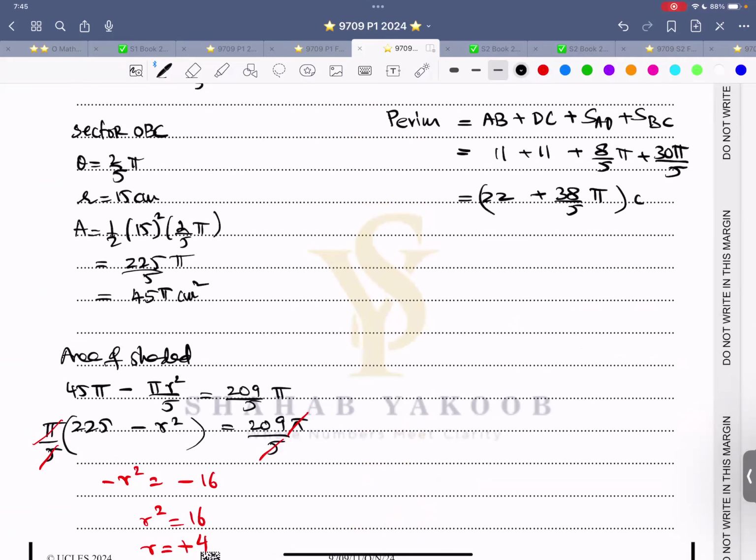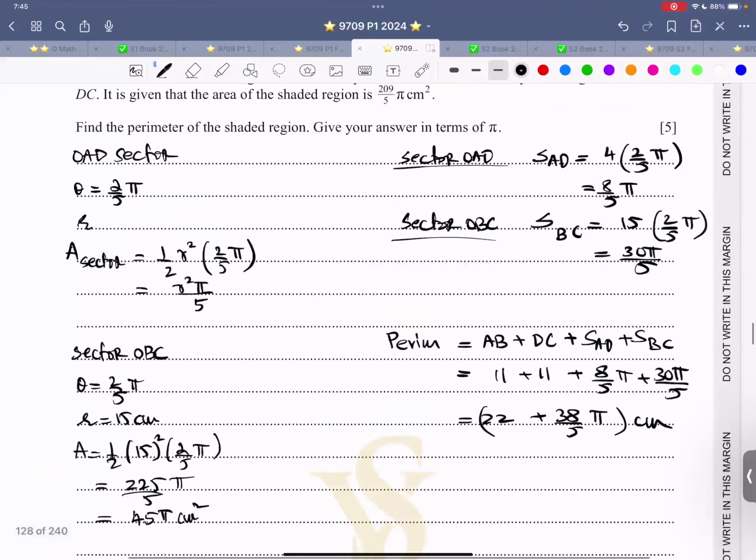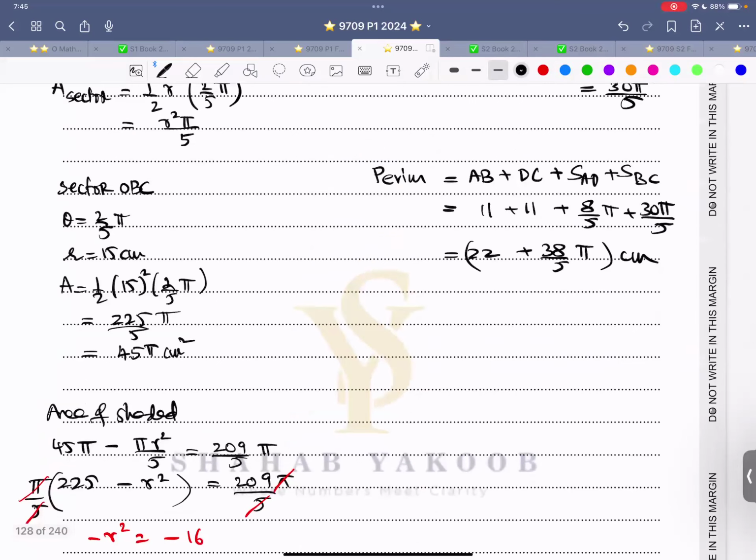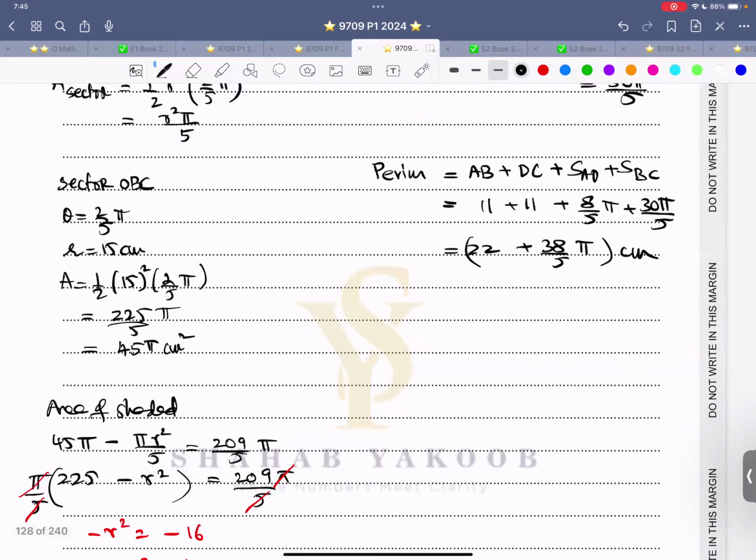I think leave the answer as it is because it does not say that we have to round it off or we have to give the answer in significant figures and so on. Okay, it says find the perimeter, give your answer in terms of pi. That is more than perfect. And that is how this answer is obtained.